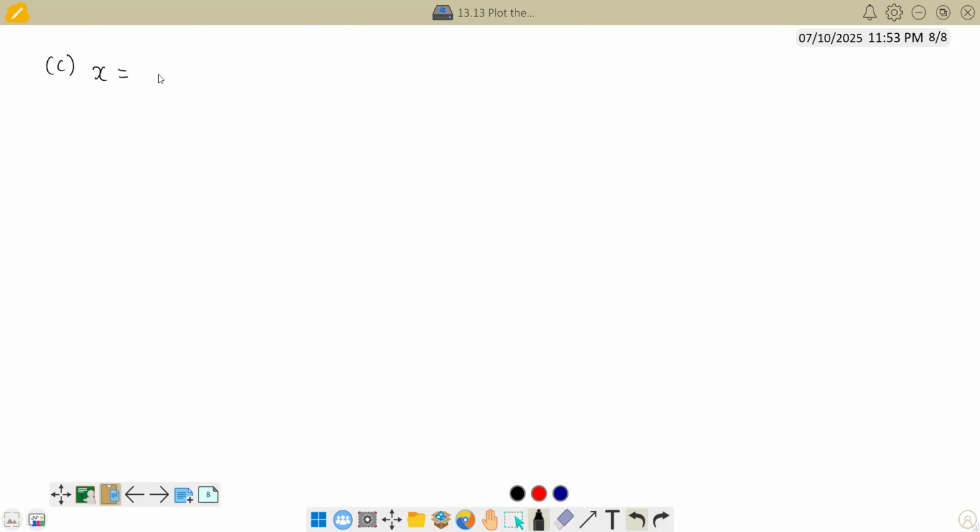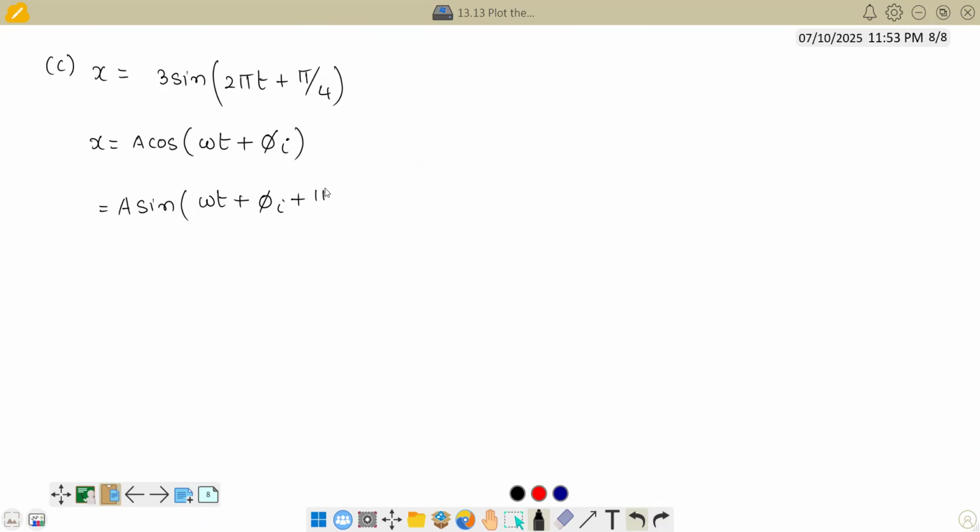C, which is given as x equals 3 sin(2 pi t plus pi/4). The standard one is x equals a cos(omega t plus phi initial). Since there is sine, we write a sin(omega t plus phi initial plus pi/2). If I compare these two, a is 3 centimeters, omega is 2 pi, and phi initial plus pi/2 is pi/4. So phi initial is minus pi/4.